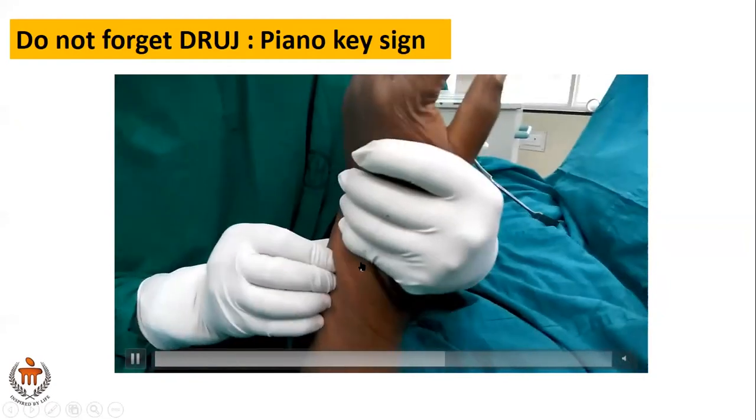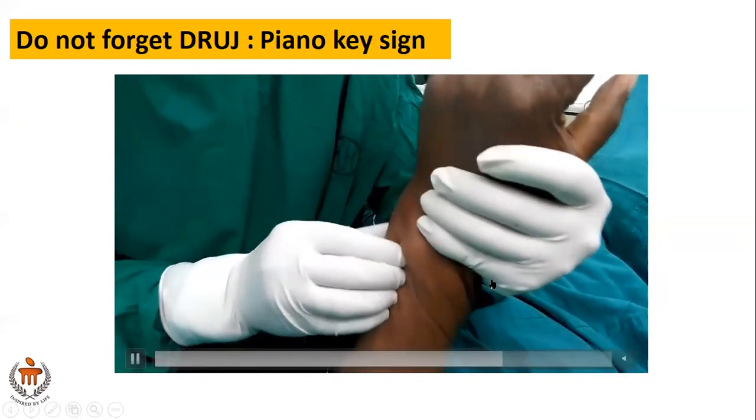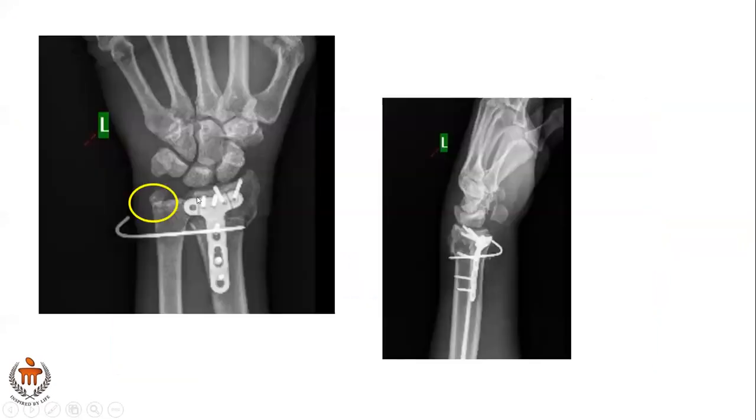There are secondary stabilizers in the joint for the distal radioulnar joint. You have the pronator quadratus, which has been lifted out for the plate fixation. You have the interosseous membrane with the oblique bundles. You have the ECU subsheath. Then you have the TFCC.